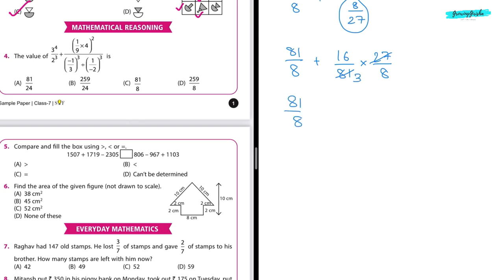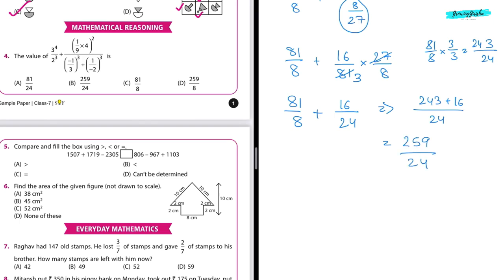So it will be 81 upon 8 plus 16 upon 8 threes are 24. We can add it. LCM of 8 and 24 is 24. 81 upon 8 into 3 upon 3 is 243 upon 24 plus 16 upon 24, which is equal to 259 upon 24, which is given in option B. So option B will be the correct answer.